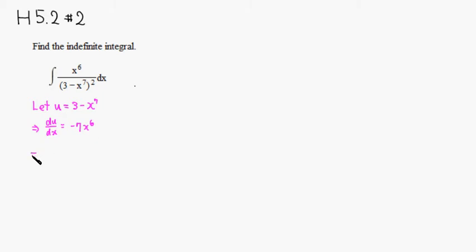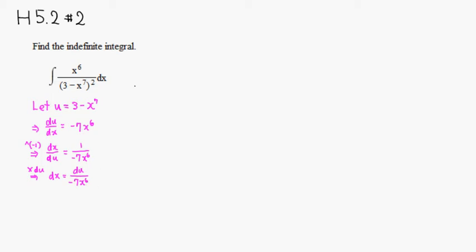Alright, then we can take the reciprocal of both sides, which is the same thing as raising it to the negative 1 power. So put everything upside down: dx over du is equal to 1 over negative 7x to the 6th power. Then we want to isolate dx, so we multiply both sides by du, so that dx is equal to du over negative 7x to the 6th power.